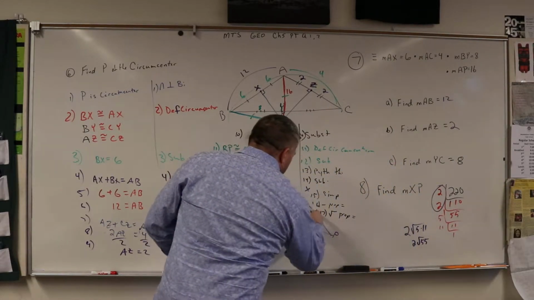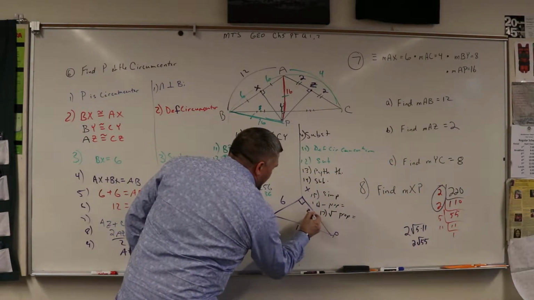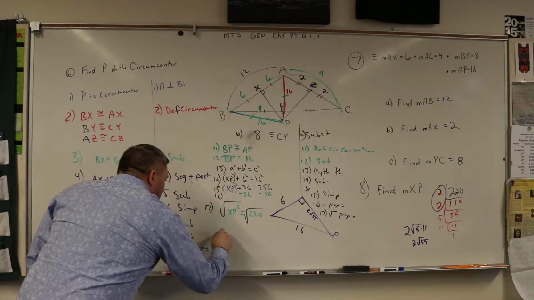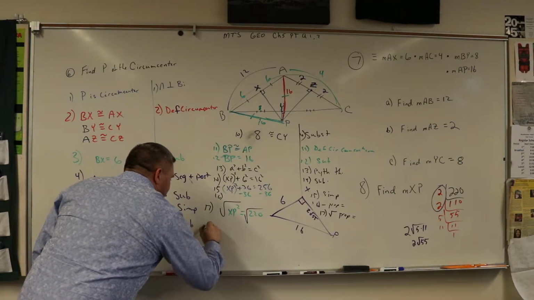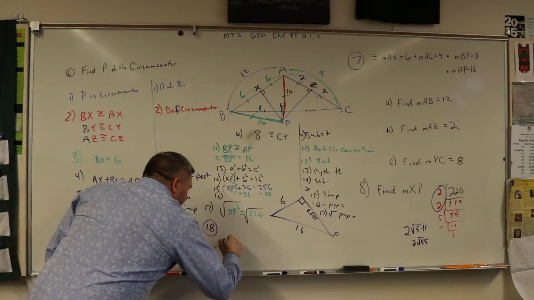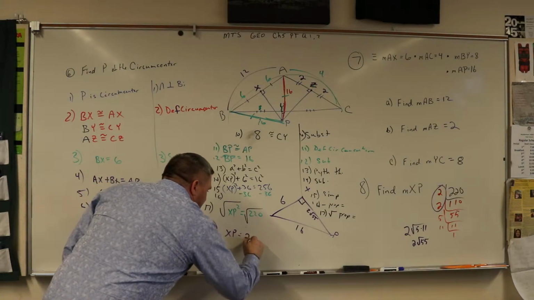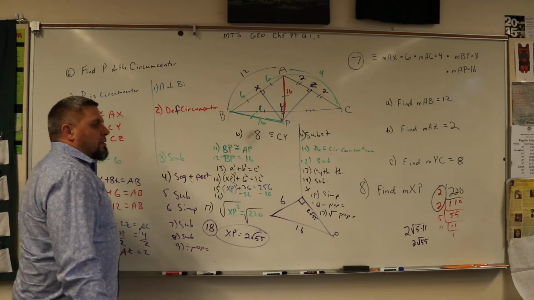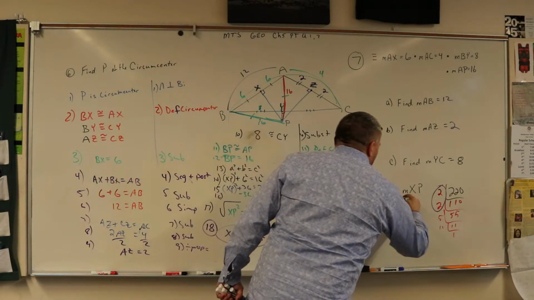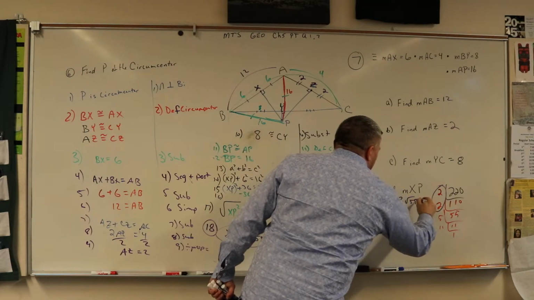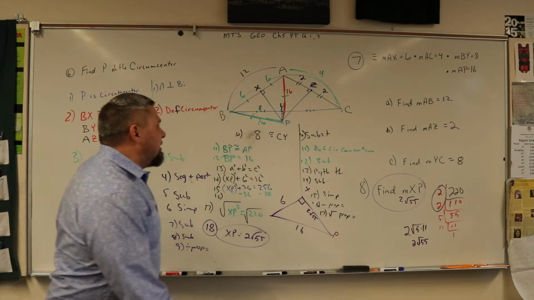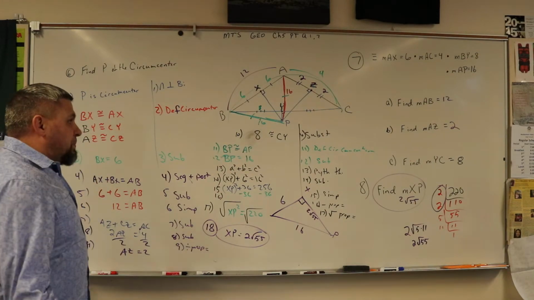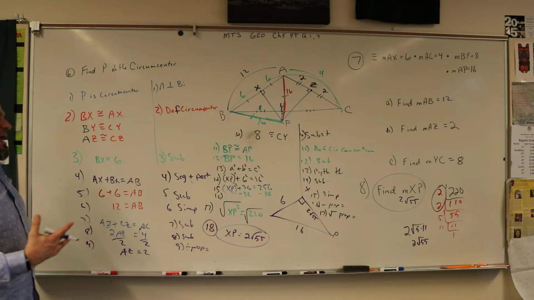And that's what this side is. 2 square roots of 55, right? So 17, or actually 18, is XP is equal to 2 square roots of 55, right? So 2 square roots of 55 is XP. And we finally got both 6, 7, and 8 done.